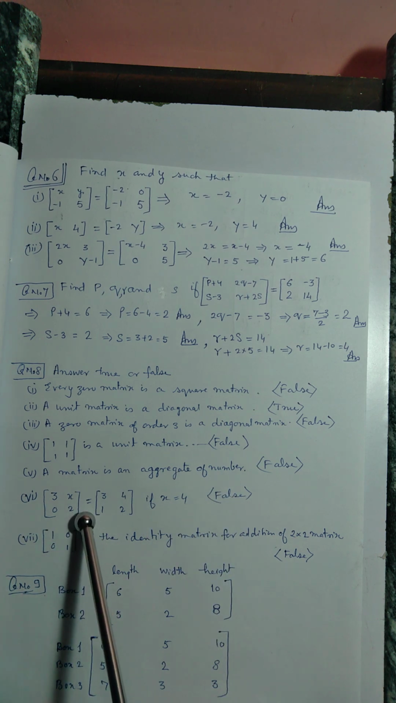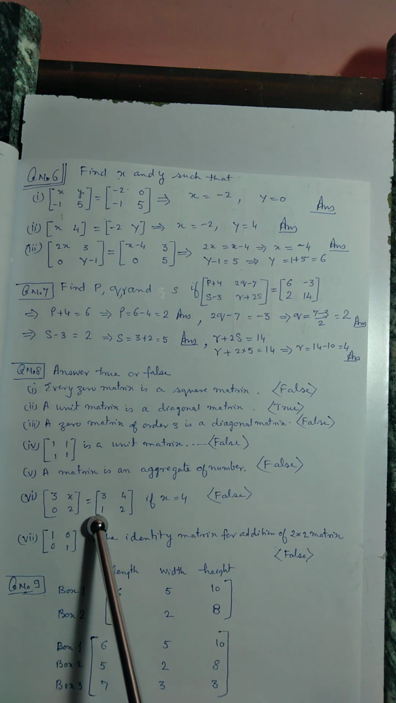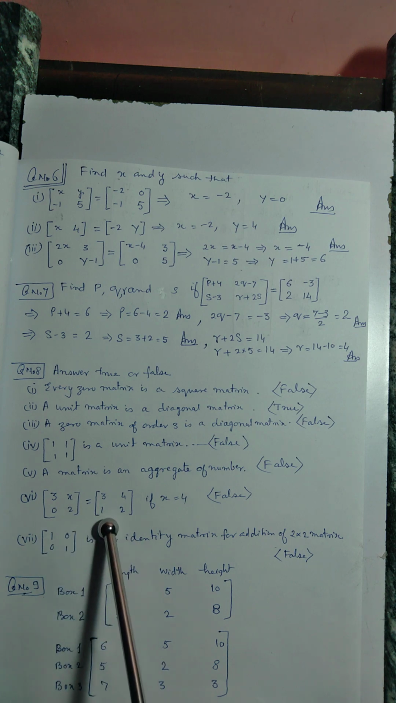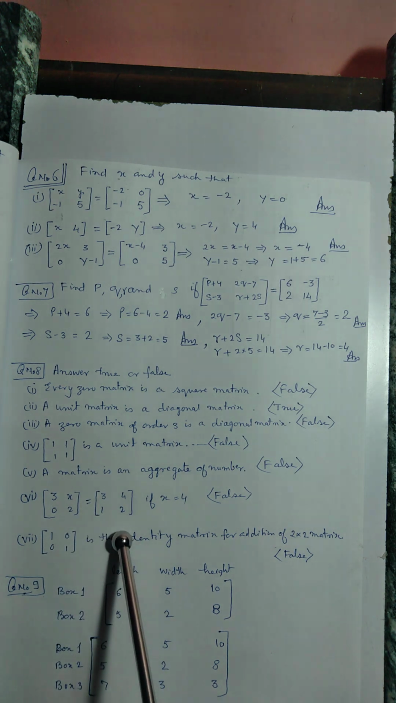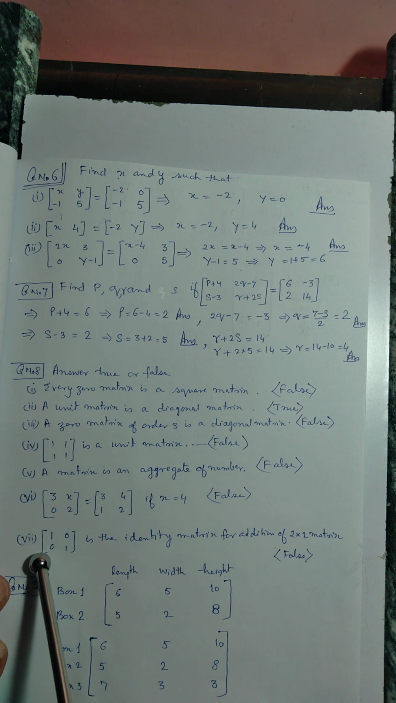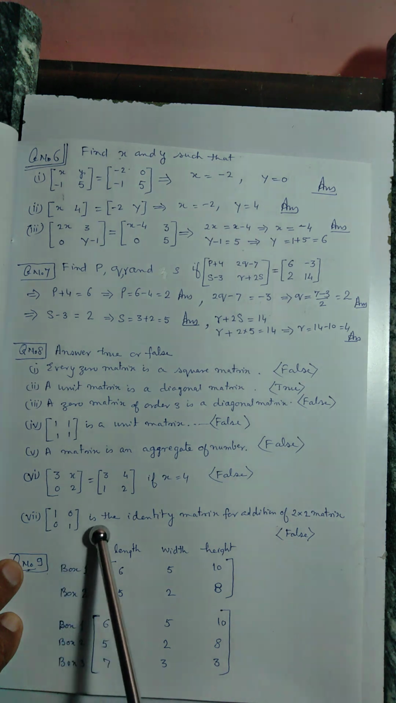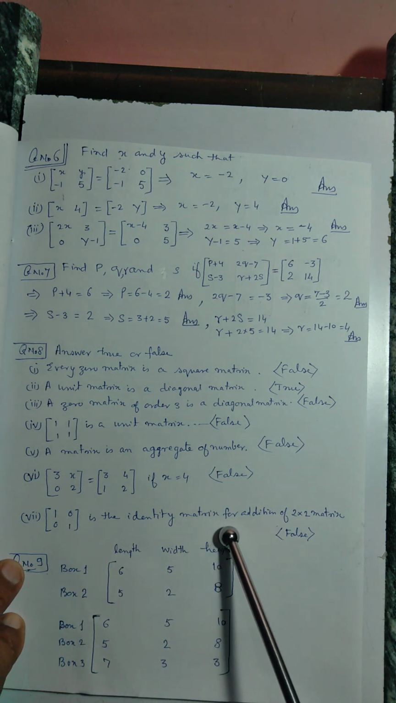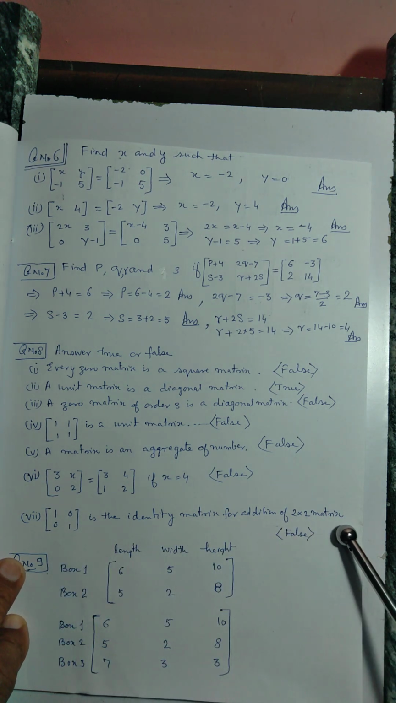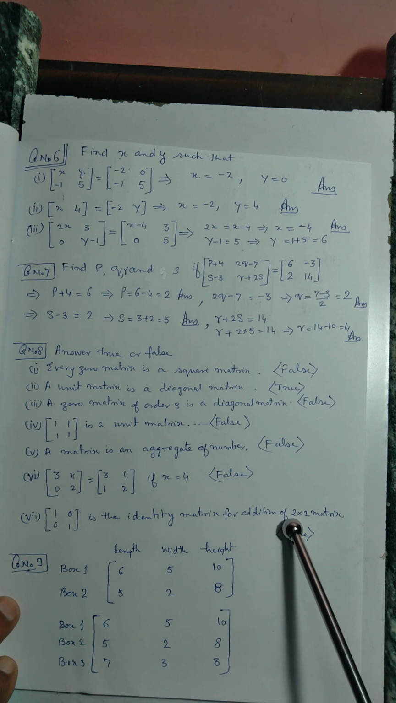Because once there is a sign of equality, the corresponding element should be equal to the corresponding element of the other matrix. Now come to the seventh part, that is [1 0; 0 1] is the identity matrix for addition of 2 into 2 matrices. Again it is false.